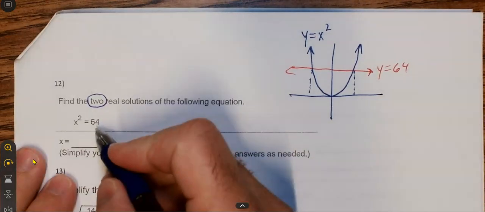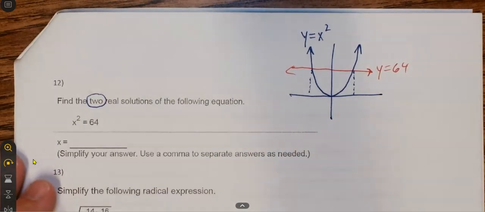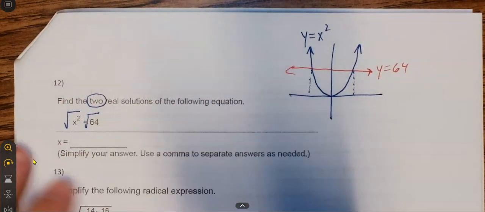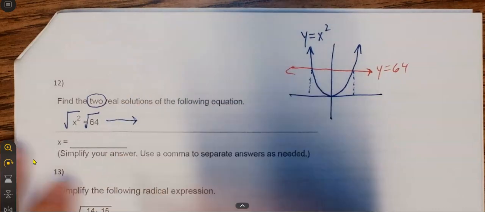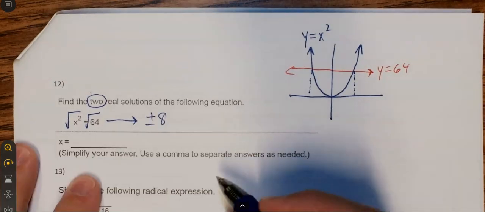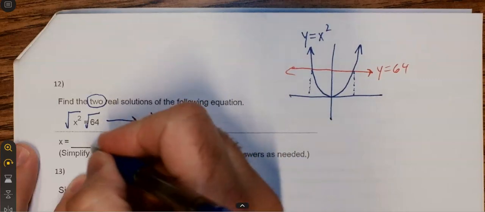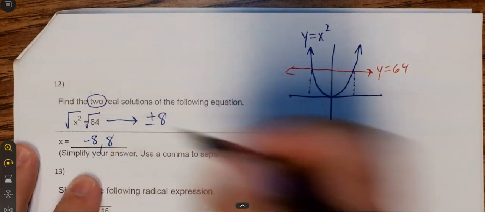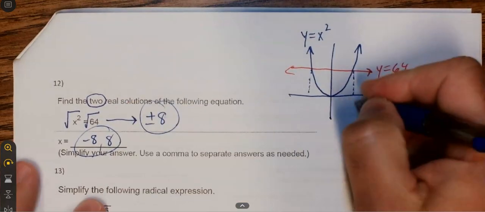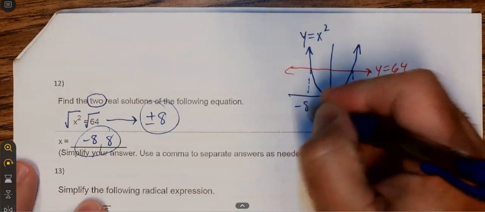So, how do we get rid of a square? We take a square root. Find me the 2 solutions. You can write your answer as positive negative 8, or you can separate them, whichever you prefer. I don't really care. The 8 is obviously on this side, the negative 8 is on the other side.